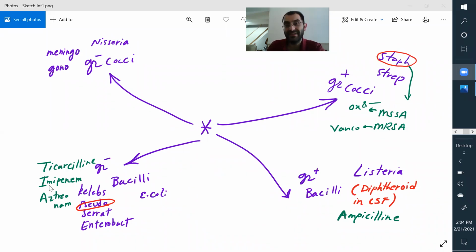Guys, what is ticarcillin? Ticarcillin, carbenicillin, piperacillin. These are Pseudomonas-killing penicillins. Penicillin is a broad spectrum antibiotic. It can kill a lot of gram-positives and a lot of gram-negatives, but it's not so great on the nasty gram-positive staph, and not so great on the nasty gram-negative Pseudomonas.